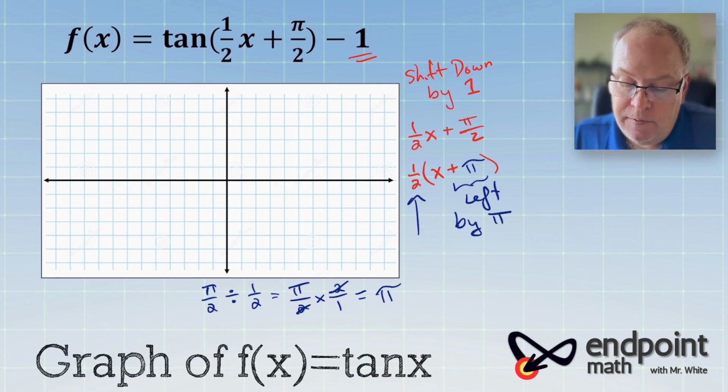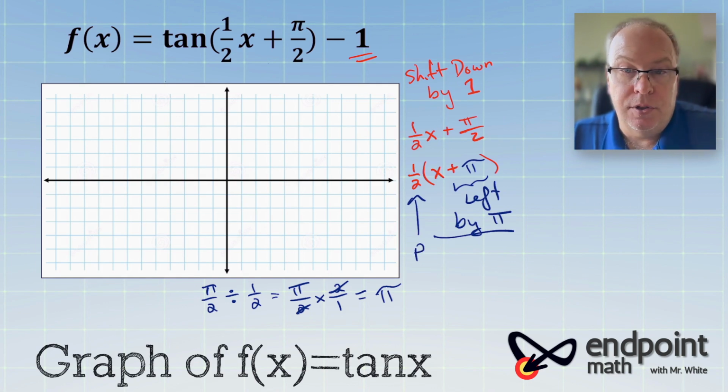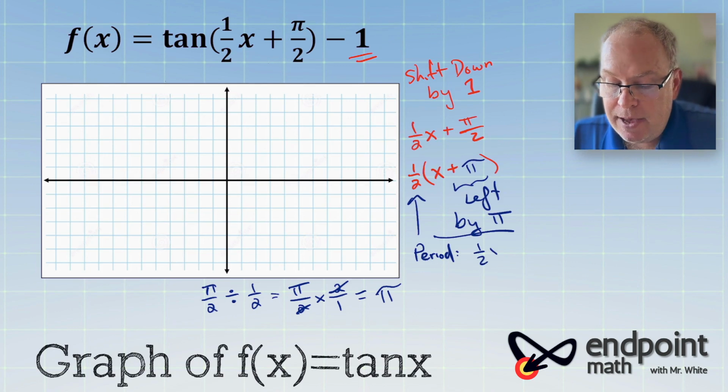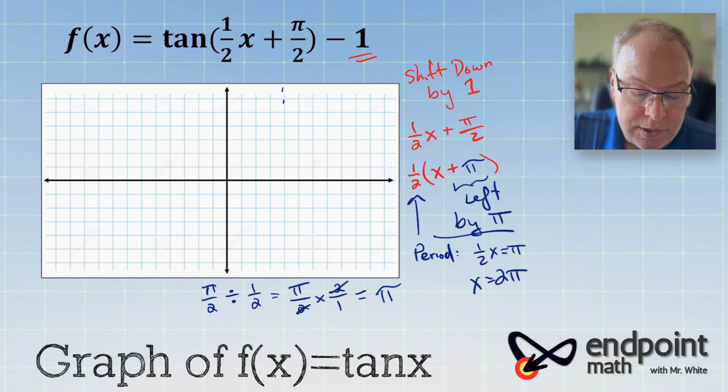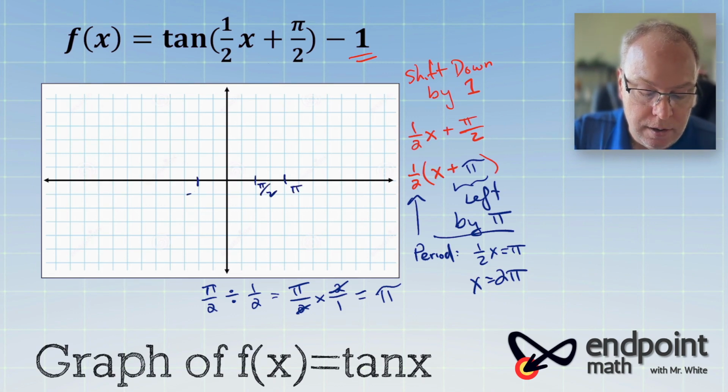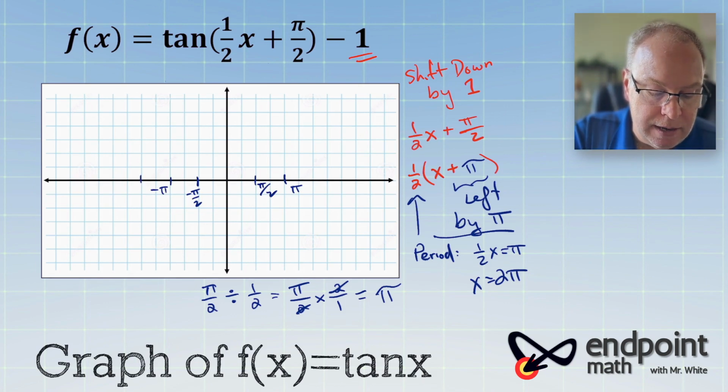And we have to figure out the period. All right, so there's a lot to figure out here. The period, we write 1/2 x equals pi, so x equals 2 pi. All right, oh my goodness. Let's call this pi. This will be 1/2 of a pi, just like before. I tried to find some graph paper that would be helpful in showing you all the different ways you could graph this. This would be negative 3 pi over 2. This would be negative 2 pi.